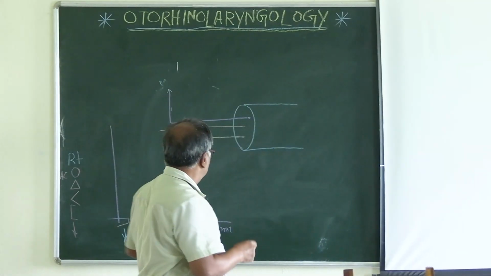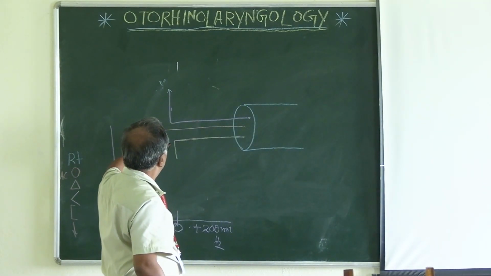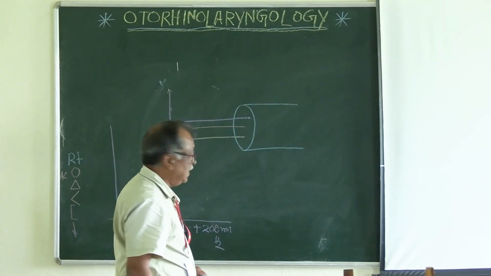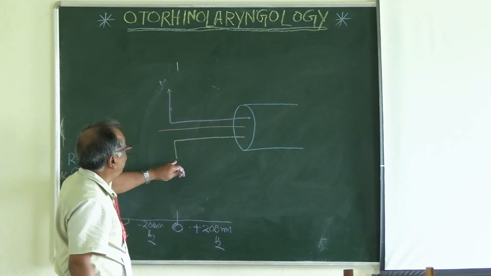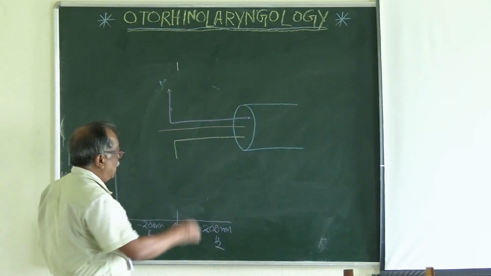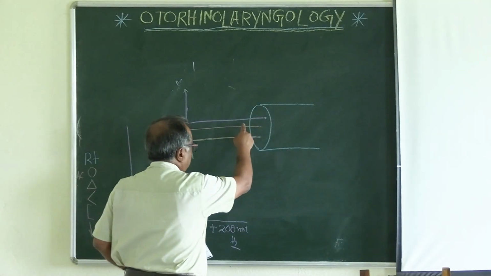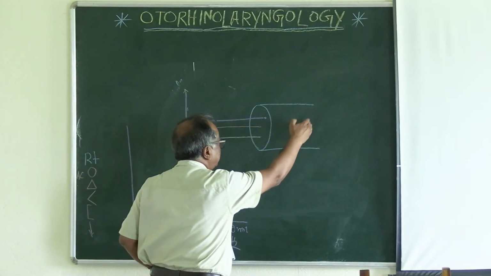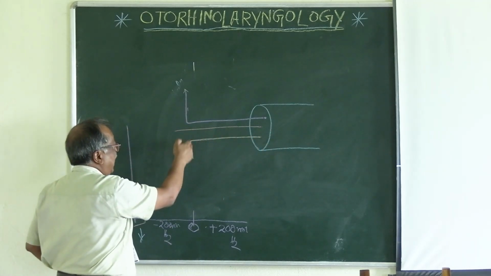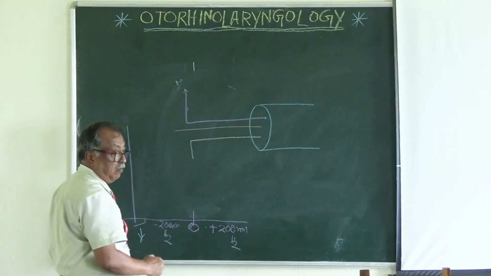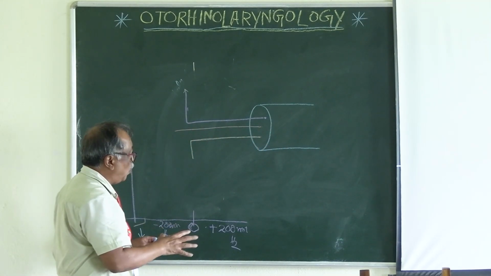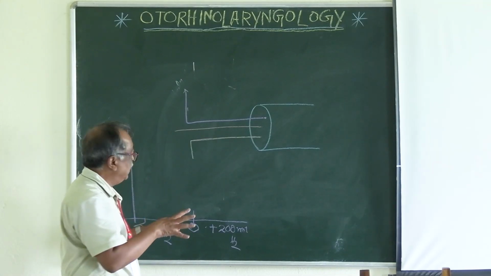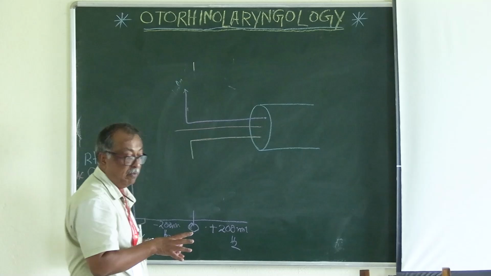And here the sound is given, and here is the microphone. The sound is going to that part and it is partially reflected and it is received by the microphone. And that is calculated and represented by the computer in that machine of impedance audiometry.